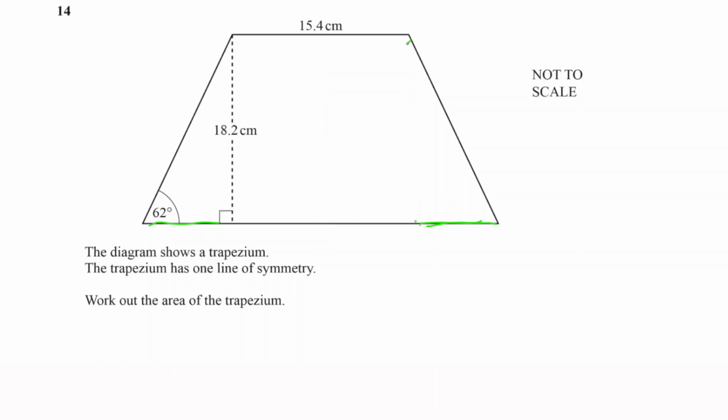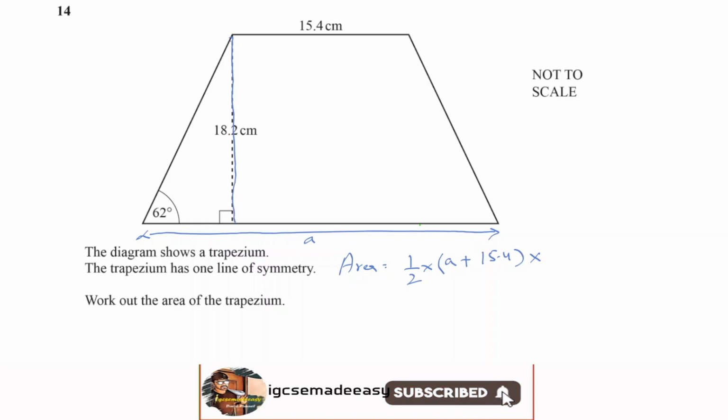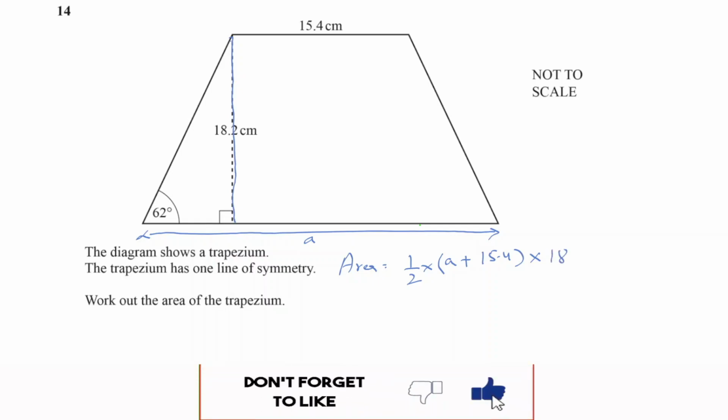Then it says work out the area of the trapezium. So what is the area of a trapezium? You should know that the area of a trapezium is half into the sum of parallel sides. Okay, so let's say this is A, so half into the sum of parallel sides, A plus the other side, which is 15.4, into the height, the distance between the parallel sides, that is 18.2.